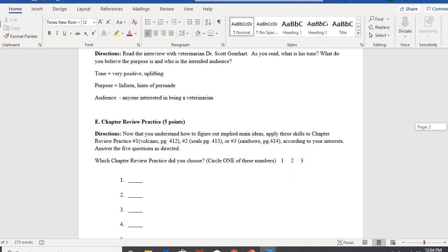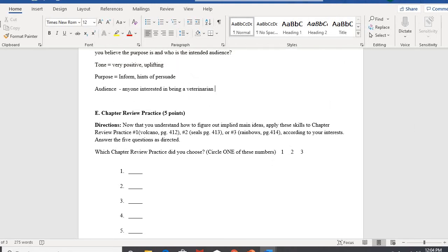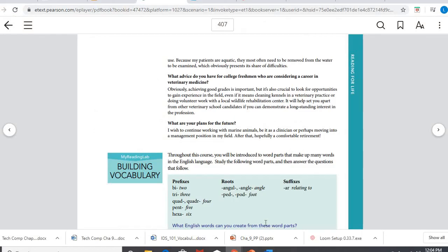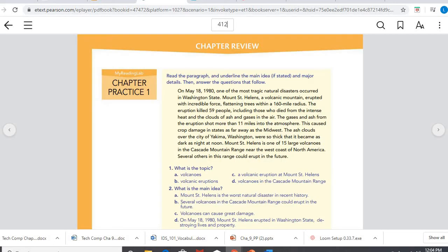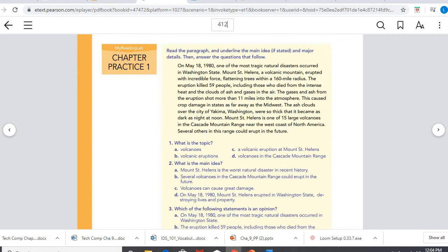Okay, now part E. Per usual, we are going to do part 1 together, so you are not going to fill part 1 out here, but you will do part 2 or 3 on your own. I will do part 1 with you as a practice, and then you will do 2 or 3 on your own to submit. Part 1 is over on page 412, and this is going to walk you through how this will look for when you do 2 or 3.